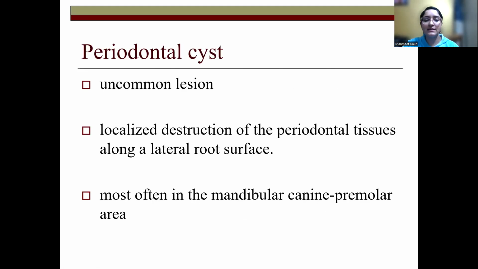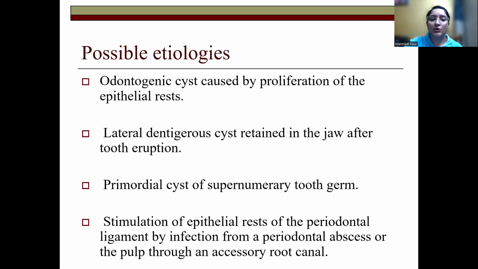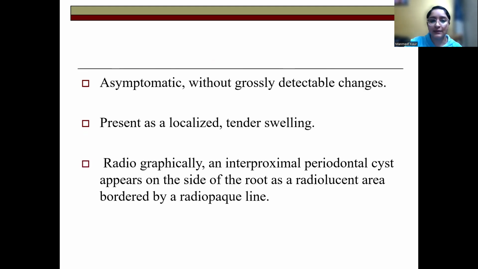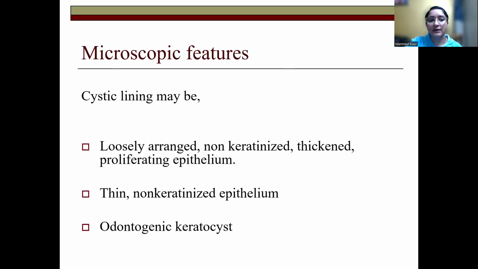What is a periodontal cyst? An uncommon lesion, with localized destruction of the periodontal tissues along a lateral root surface, most common in the mandibular canine premolar area. What could be the possible etiology of periodontal cyst? It could be an odontogenic cyst, lateral dentigerous cyst, primordial cyst, or stimulation of the epithelial rest of the periodontal ligament. Usually they are asymptomatic, they present as a localized tender swelling, and radiographically, interproximally, a periodontal cyst appears on the side of the root as a radiolucent area bordered by a radiopaque line.